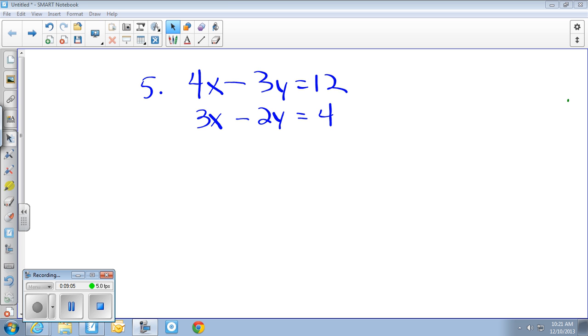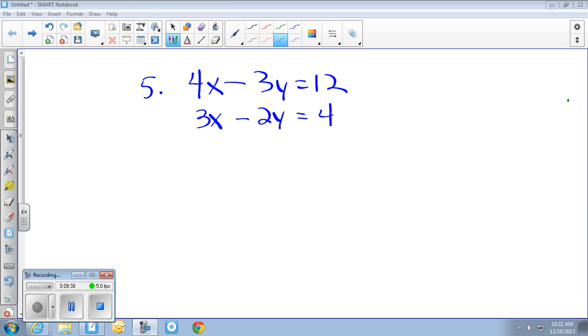All right, number 5 is a special case because I can't eliminate the way they are, and I can't change the signs the way they are, and I cannot see an easy way to multiply just one of the equations to eliminate a variable. In this case, I'm going to have to multiply both equations by a number to get to that point where I can eliminate one of the variables. I can do either one of these variables. The y's have lower numbers, so let's just deal with the y's.